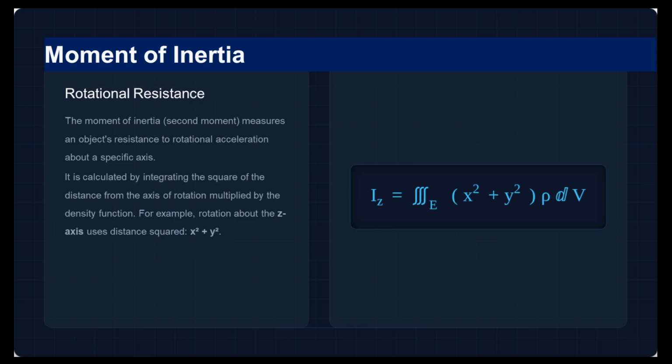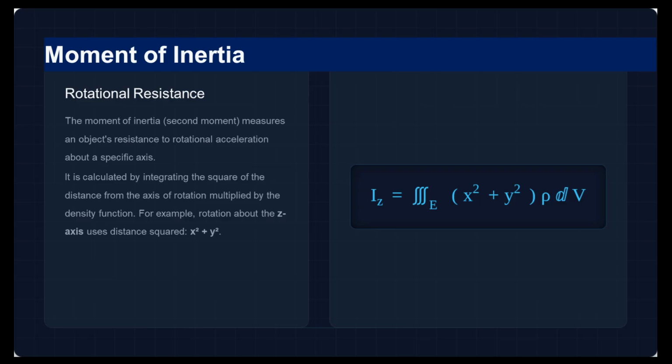We can call it resistance to rotation. For example, it is easier to rotate a small wheel than a large heavy wheel. This happens because of moment of inertia. Moment of inertia depends on two things. First is the mass of the object, and second is how far the object is from the axis of rotation. So if the mass is farther away from the axis, then more force is needed for rotation.